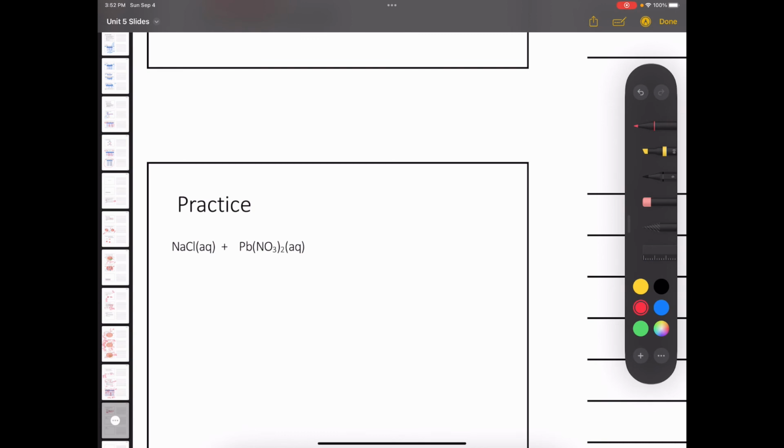All right, let's put everything that we just talked about into practice and try to do this example. So here we have NaCl reacting with lead nitrate. First, I need to write my arrow, so it's pointing from left to right. As I mentioned earlier, I'll also have to determine my A, B, C, and D. So my A is sodium positive. My B is chloride negative.